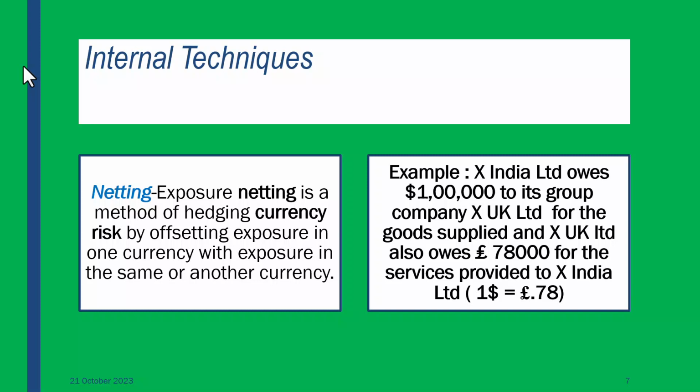Now you have to pay $1 lakh, but you are supposed to receive 78,000 pounds, which is equivalent to $1 lakh because the exchange rate is almost the same. I just gave an example; it's just a coincidental thing. Otherwise, you can settle only the difference. Is that okay? Is it clear?